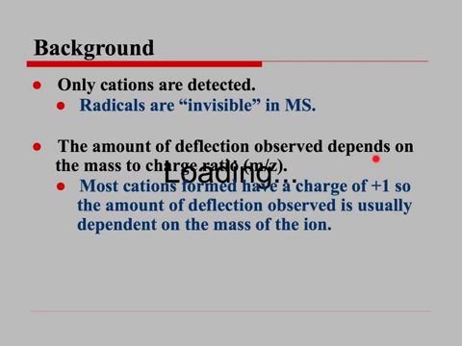The amount of deflection observed depends on the mass to charge ratio. As I told you before, most cations formed have a charge of 1. I discussed these things before, but they are here in written form. So the amount of deflection observed usually depends on the mass of the ion. Charge is usually 1, so you can cancel it out for all the molecules. So it is directly proportional to the mass.